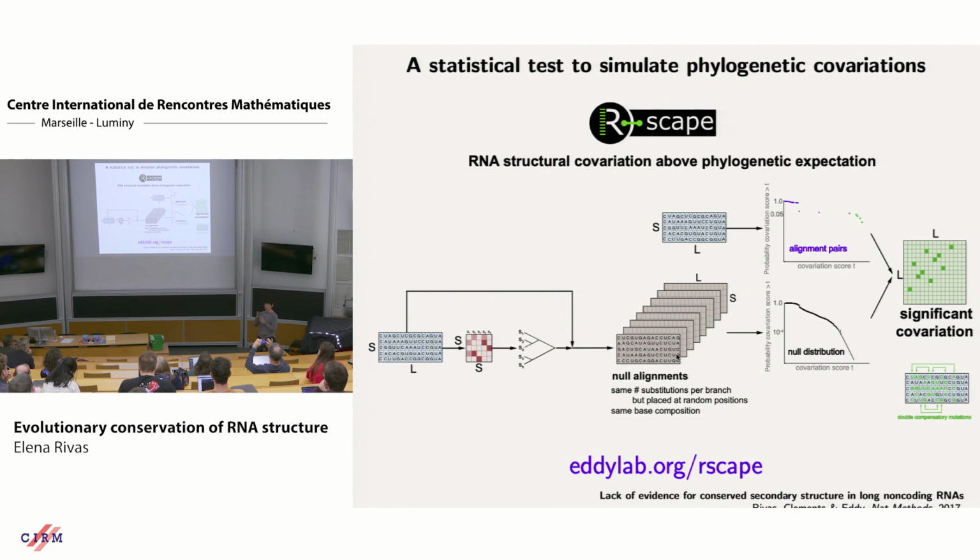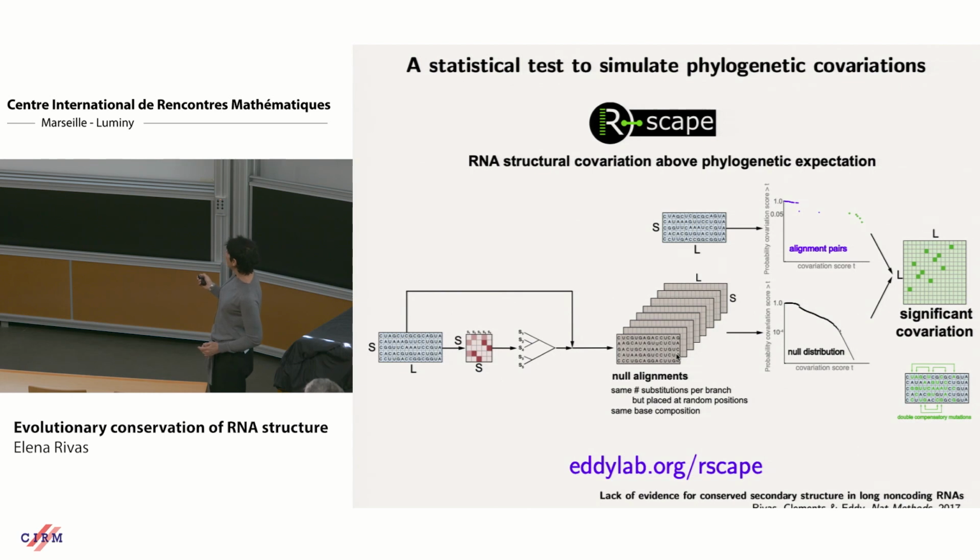But instead of the mutations appearing exactly at the positions where they appear in the original alignment, at each branch, those substitutions are put at different positions in the alignment. So any of these null alignments has the same number of substitutions as the original alignment, but if there was any correlation in the position at which those substitutions occur in the original alignment, that has been randomized. So with that, you can calculate the covariation of all base pairs here.